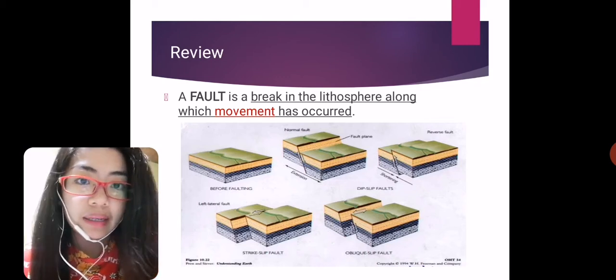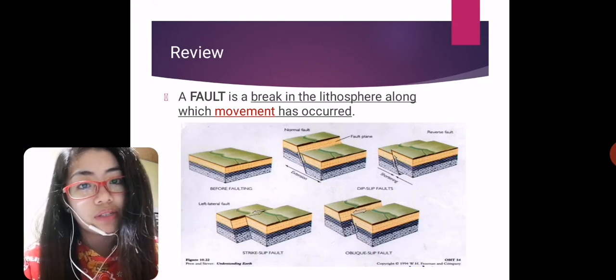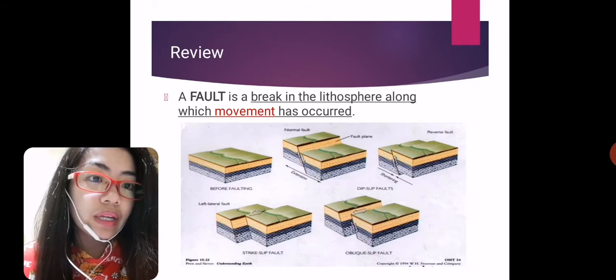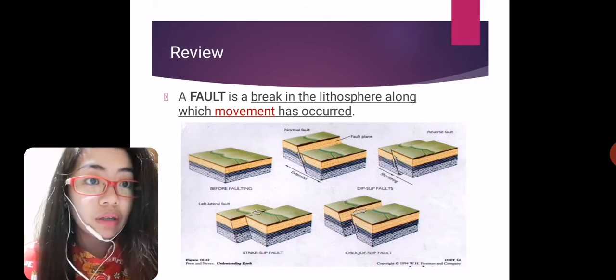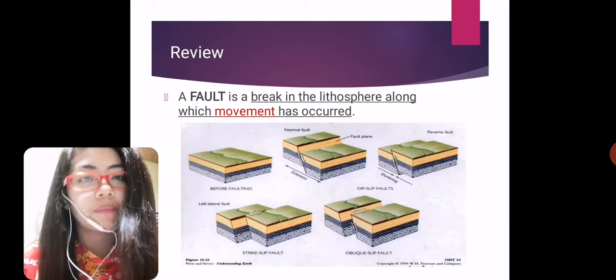So, ito yung mga types of fault na na-discuss ko from my previous video last week. We have here the strike slip fault, the normal fault, the reverse, and the oblique slip fault.